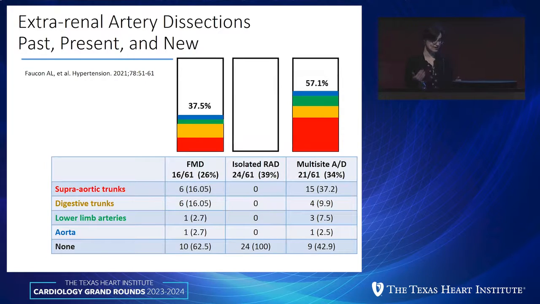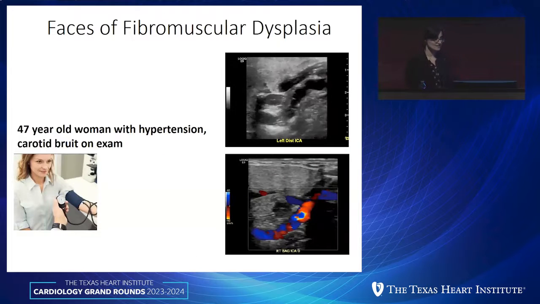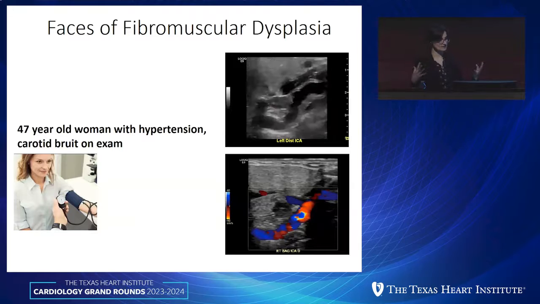This is the breakdown of the past, present, and new dissections in these populations. And you can see again that there was a high rate of supra-aortic trunk involvement, digestive, lower limb arteries, and aortic involvement in the patients with either multi-site aneurysm and dissection or FMD. And that leads me to the changing phenotype or understanding of FMD as a spectrum.